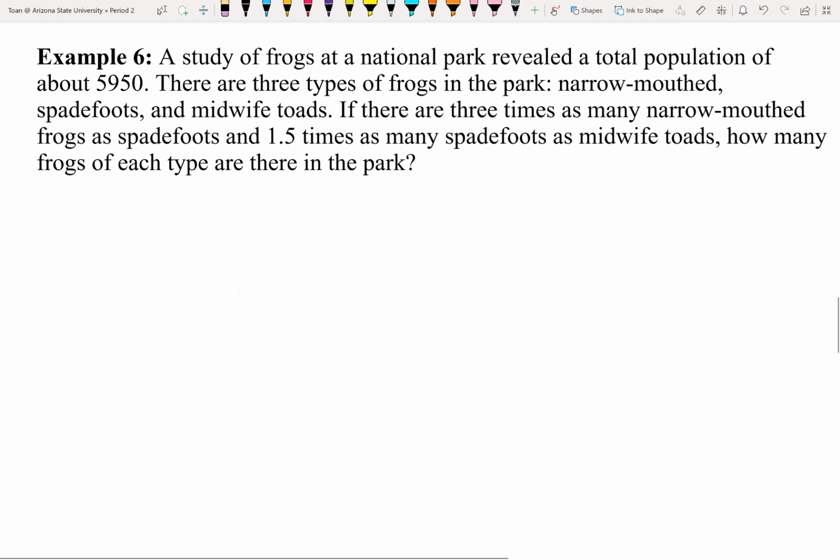Last but not least, you will have word problems that have 3 variables, 3 equations, the stuff that we did yesterday. It's not anything new or different. It's the same concept except longer.